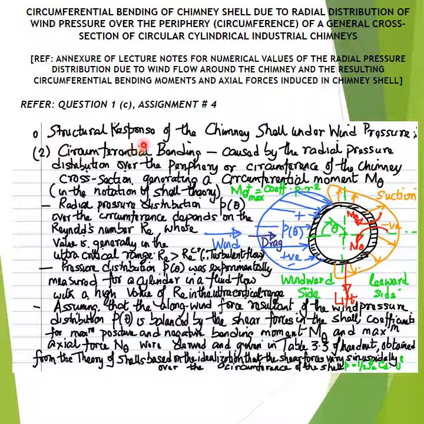at the given or specific height of interest, thus generating a circumferential bending moment denoted as M theta, that is capital M subscript theta, in the notation of the theory of shells discussed earlier in the course in the context of cylindrical shell structures.